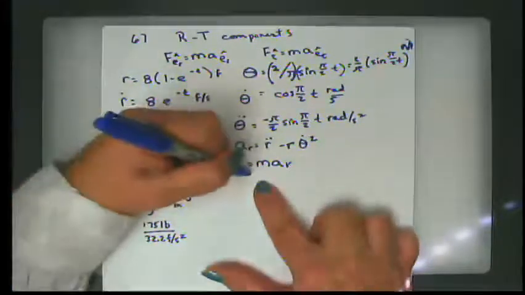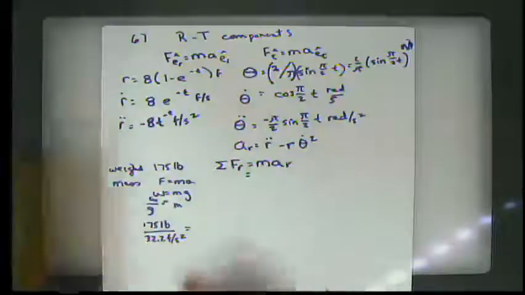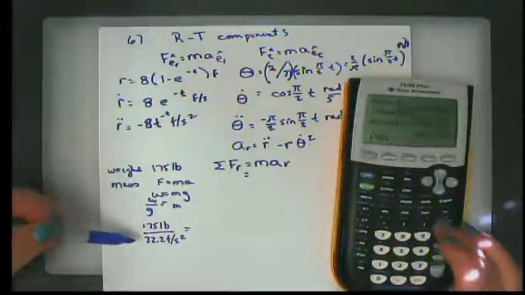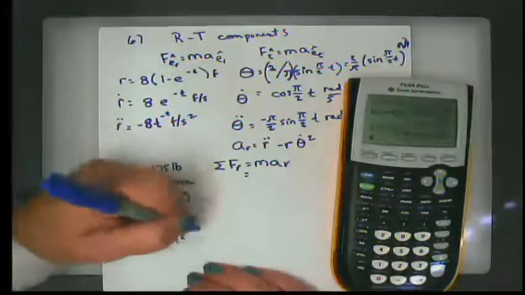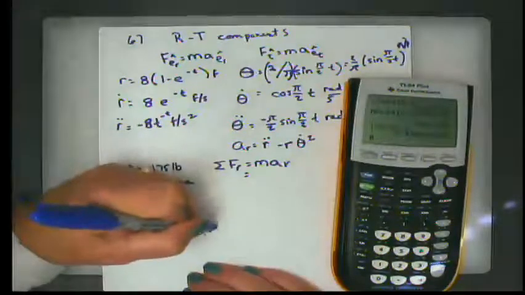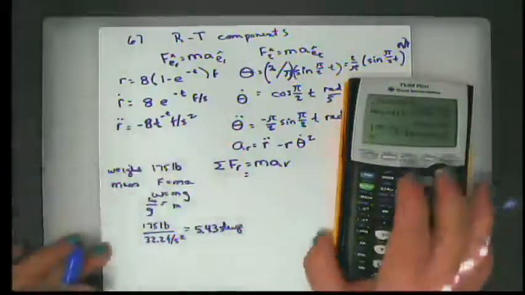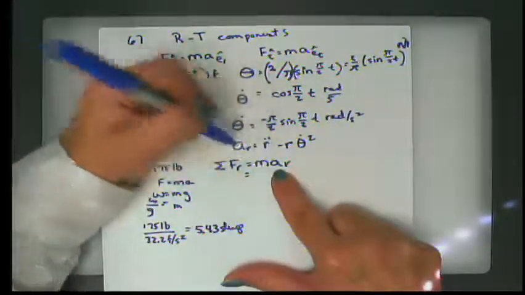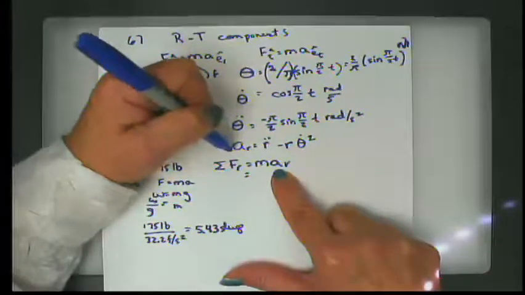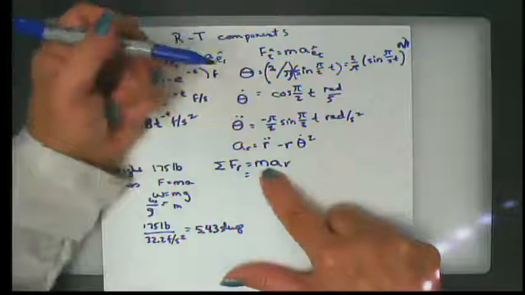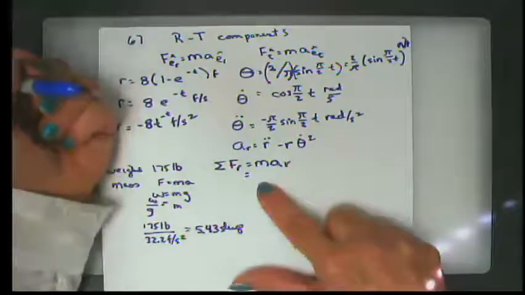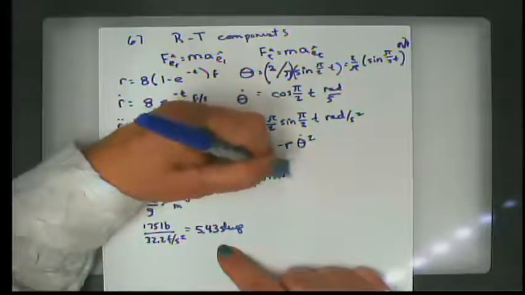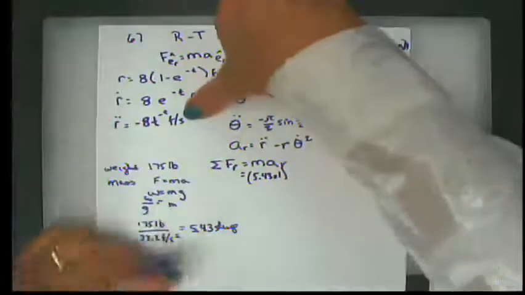Okay? So we have the mass. We could go ahead and do this number. 175 divided by 32.2. His mass is 5.43 slugs. Okay? So we're going to get slugs times acceleration in the radial direction, which is going to be feet per second squared. So slug foot per second squared is a pound of force.